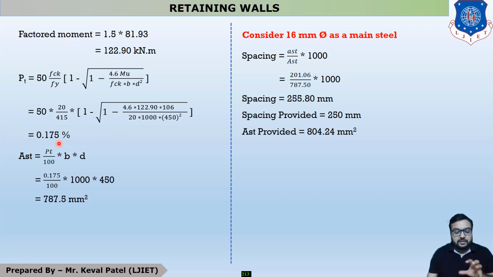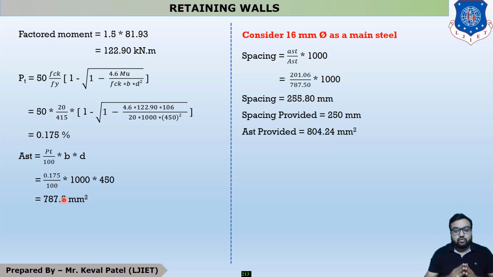After calculating PT, the next step is to find out AST. AST means area of steel in tension. What is the equation of AST? The equation of AST is PT B d upon 100. Our value of PT is 0.175, our value of B is 1000, and our small d is 450, divided by 100. So we will get our answer, 787.5 mm square. So this is the minimum area of steel required.